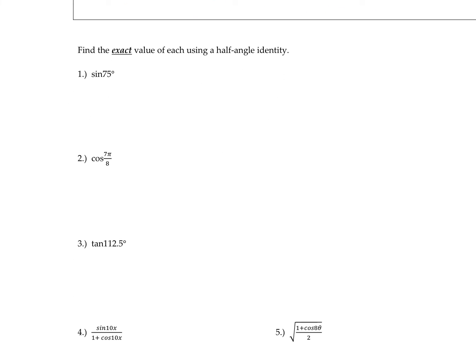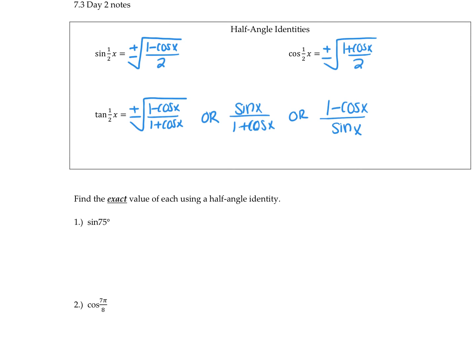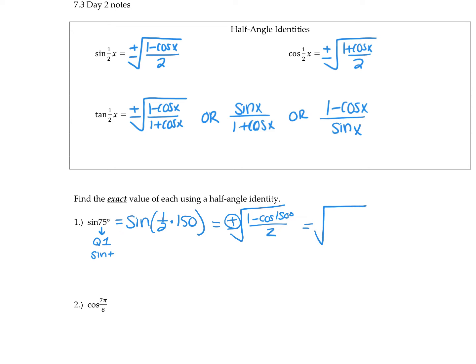So in this case, I want to find the sine of 75 degrees. So I want to think about what 1/2 times what would give me 75 degrees. So 1/2 times 150 would give me 75 degrees. So I'm going to have plus or minus the square root of 1 minus the cosine of 150 degrees divided by 2. Now, if I'm talking about 75, this is in quadrant 1, and sine is positive in quadrant 1. So we're going to use the positive square root.